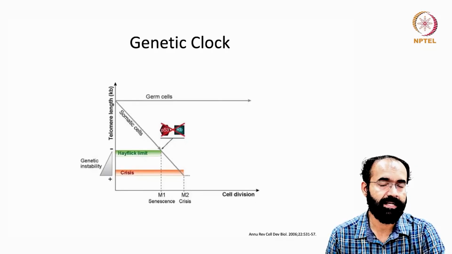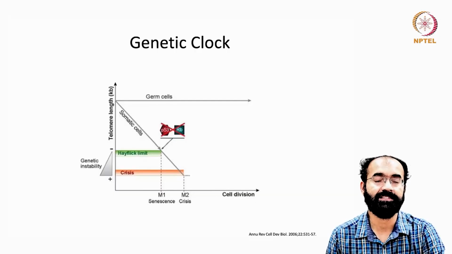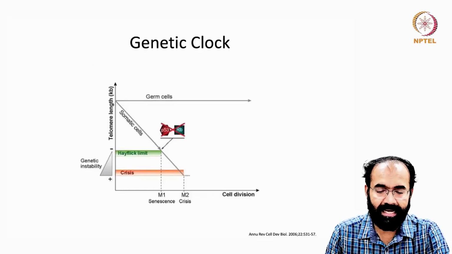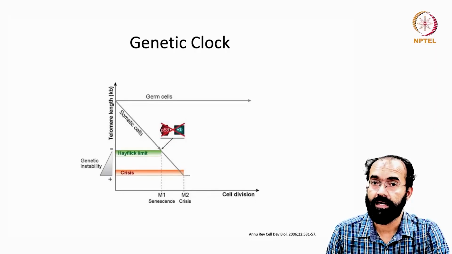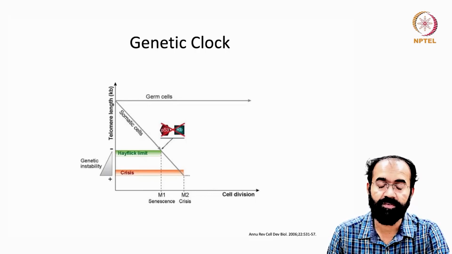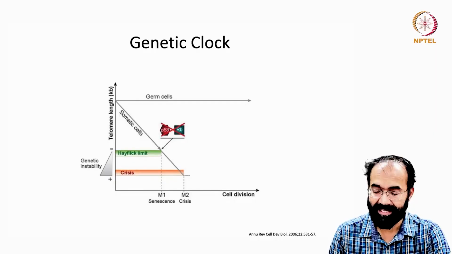If it is not contained, then all those troubles will be passed on to the next generation, that means the next daughter cells. So we have to understand that if the Hayflick limit or the crisis stage is not handled properly, and if p53 and retinoblastoma are missing, it can go to a cancerous phase.